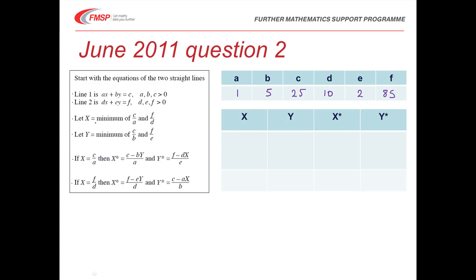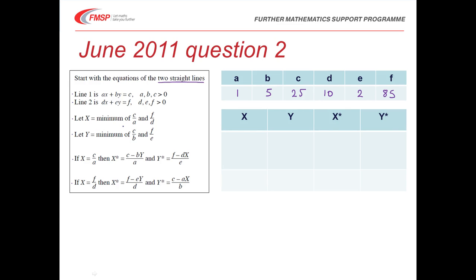I've fed in A, B, C, D, E and F. Line 1 defines the variables and says A, B, C should be greater than 0. Yep, that's okay. Line 2 explains that I would get an equation out of this. The equation would be 10x plus 2y is equal to 85. So we're talking about straight lines, and I'm checking that D, E and F are greater than 0. Yes, yes, yes. Okay, on with the next step of the algorithm.